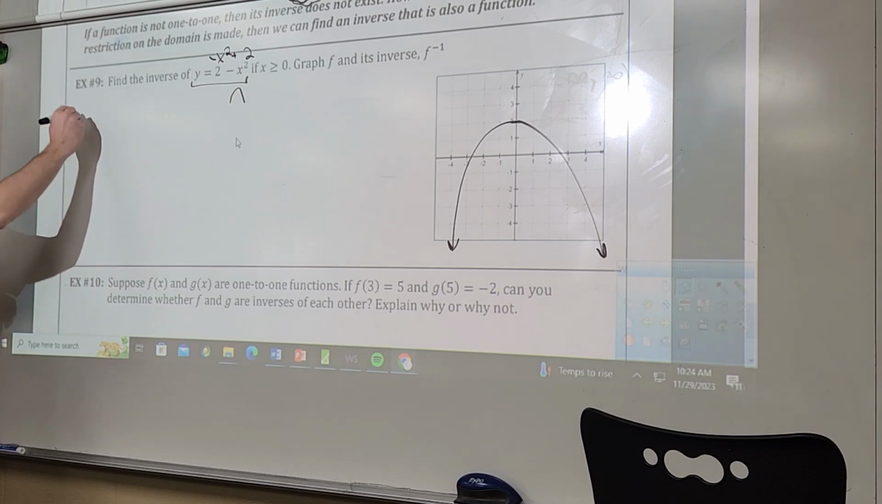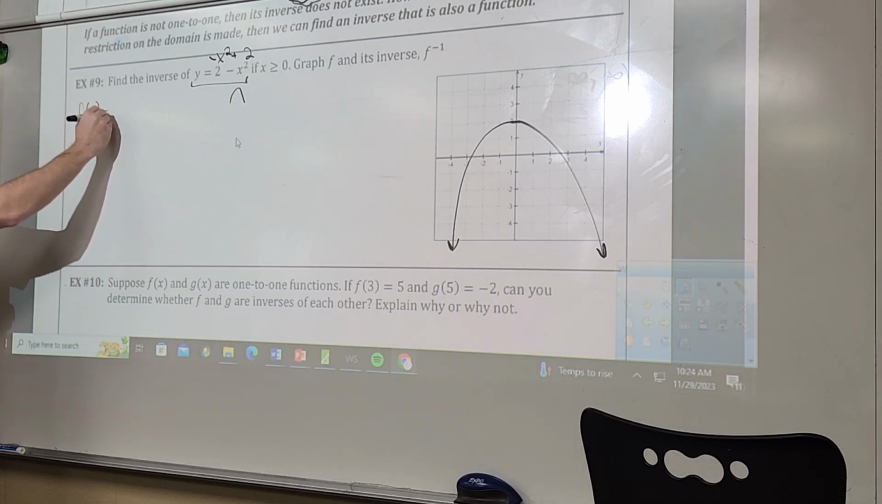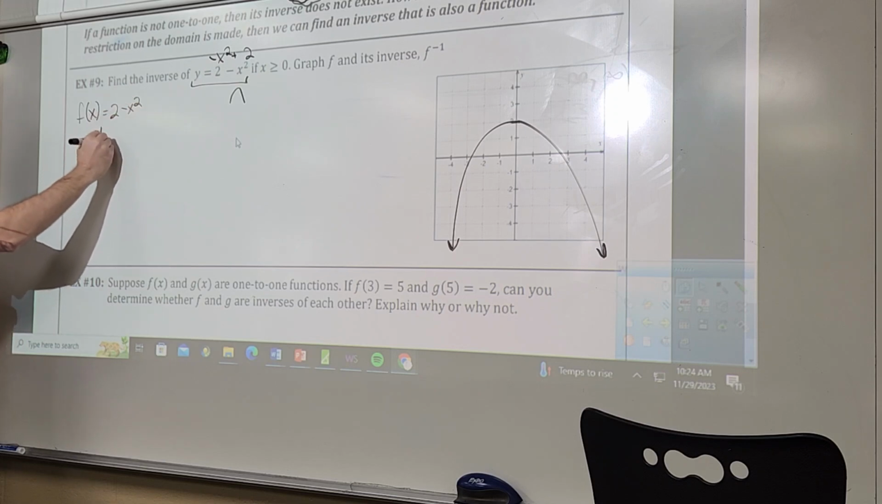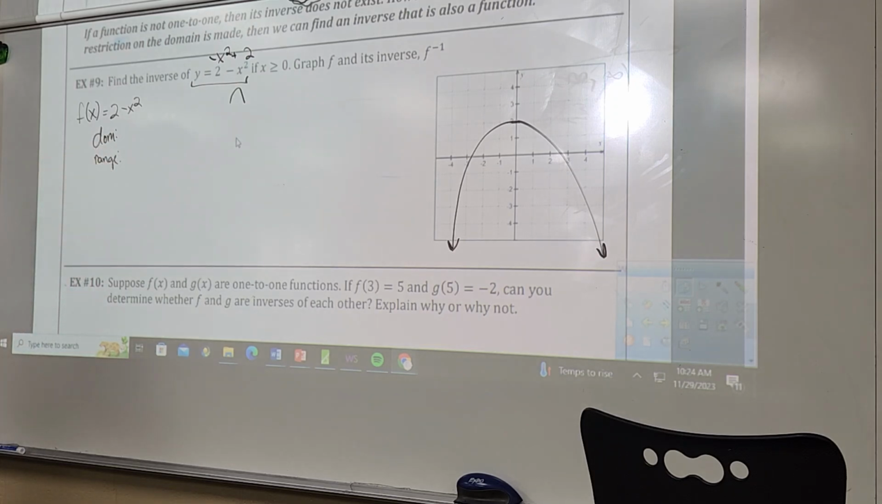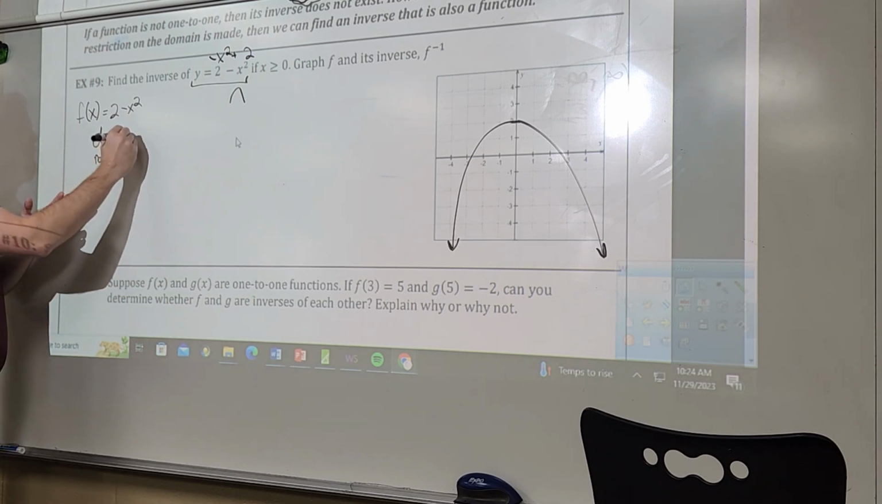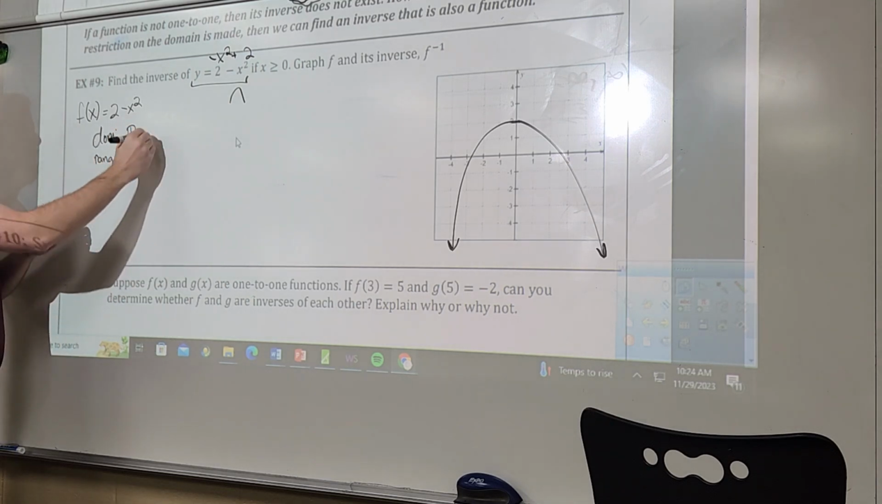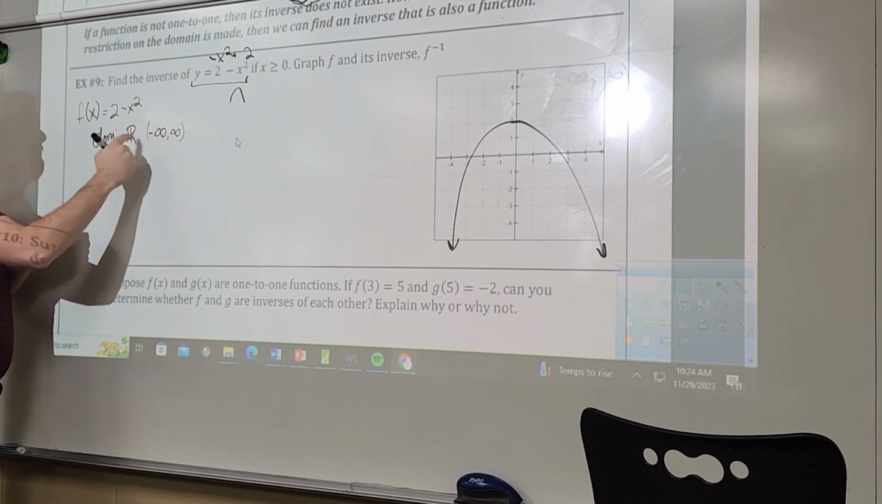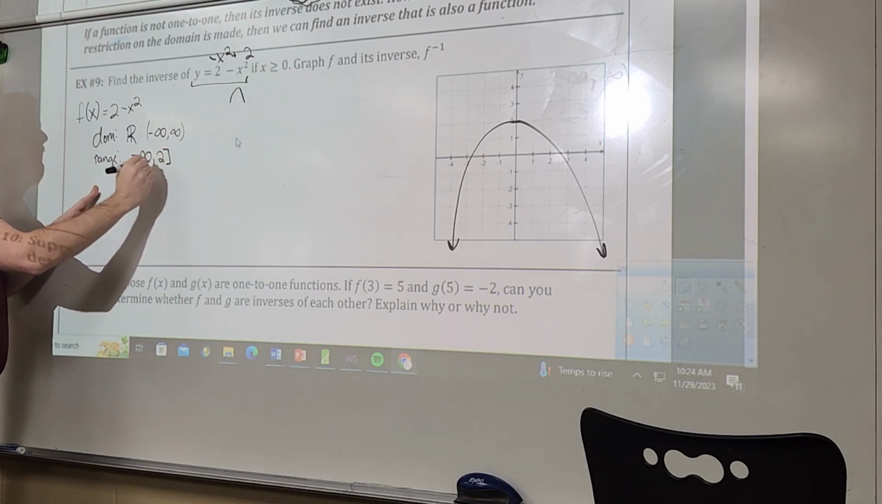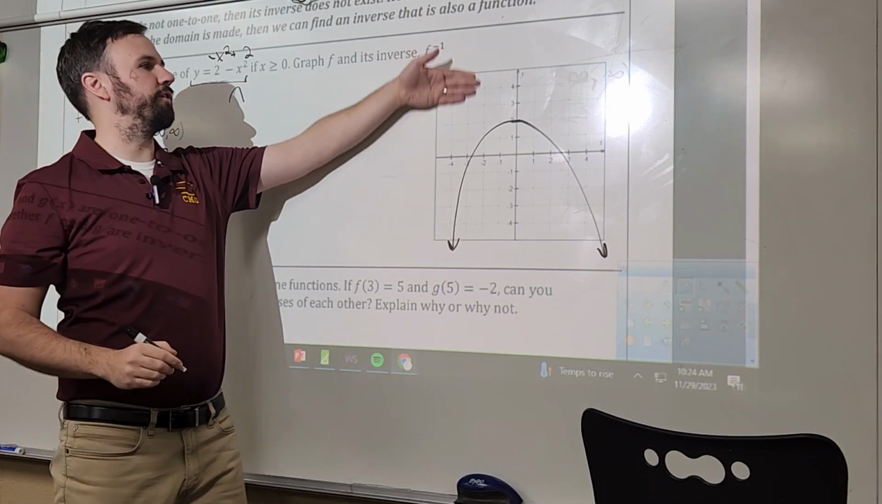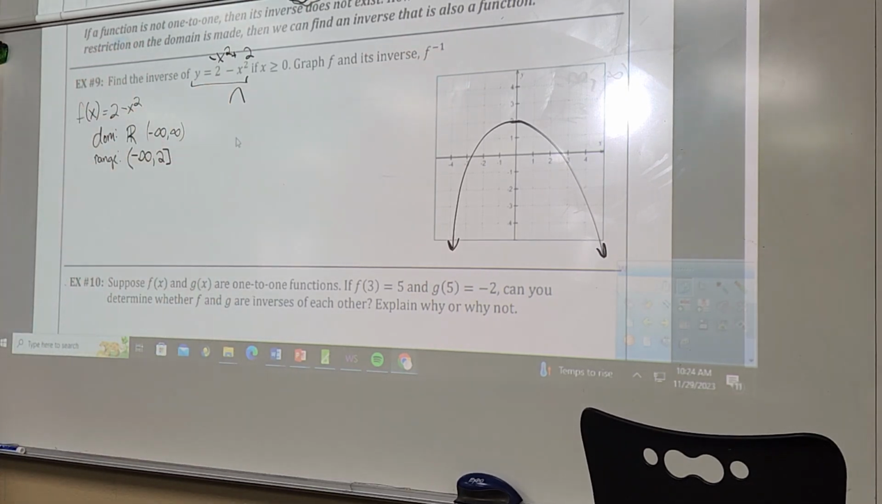That'll help me. So I'm going to take my f of x equals 2 minus x squared and find the domain and range. Because remember, my range is going to be the domain of my inverse. So what's my domain of this? All reals, or negative infinity to infinity. Both are acceptable. What's my range on this? Negative infinity to 2. Can I reach 2? Yeah, you can, because we can't go above it, right? Boom. Find the range of your original, and that will give you a restriction on your inverse.